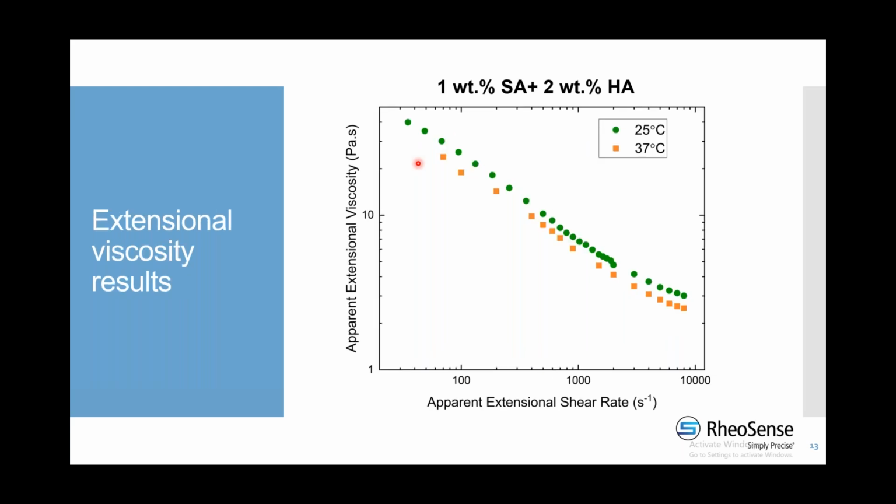With that in mind, now let's take a look at the viscosity of the mixture of 1% sodium alginate and 2% hyaluronic acid. This figure shows the extensional viscosity as a function of extensional rate at varying temperatures of 25 and 37 degrees Celsius. This is another high viscosity bioink that shows extensional thinning behavior. For the sample at 25 degrees Celsius, viscosity decreases from 40,000 millipascal second to about 2 millipascal second as the extensional rate increases from 20 to 10,000 inverse second.